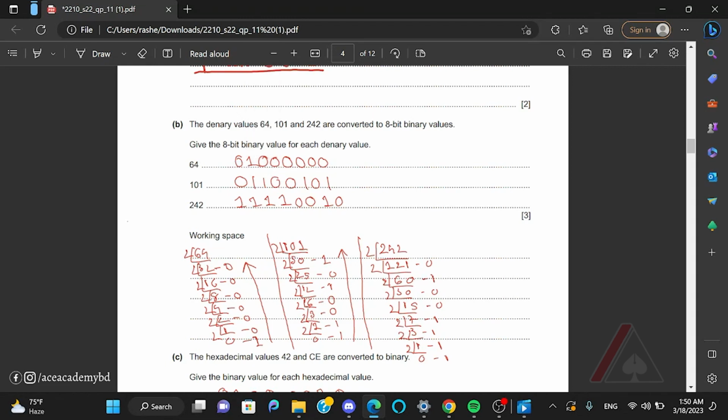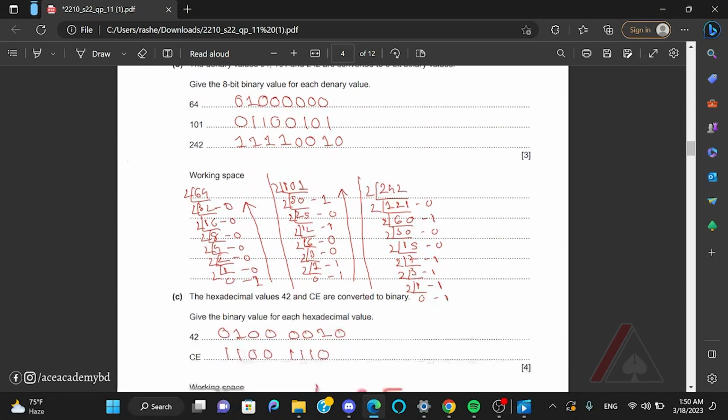For 101, we get 50 and remainder 1, we divide 50 by 2, we get 25 and remainder 0. We divide 25 by 2, we get 12 and remainder 1, we divide 12 by 2, we get 6 and remainder 0. We divide 6 by 2, we get 3 and remainder 0. We divide 3 by 2, we get 1 and remainder 1. We divide 1 by 2, we get 0 and remainder 1. We write it in reverse order, 1, 1, 0, 0, 1, 0, 1, and we place a 0 at the front to make it 8 bits. You could use the same process for 242, and you'll get the answer 1, 1, 1, 1, 0, 0, 1, 0.